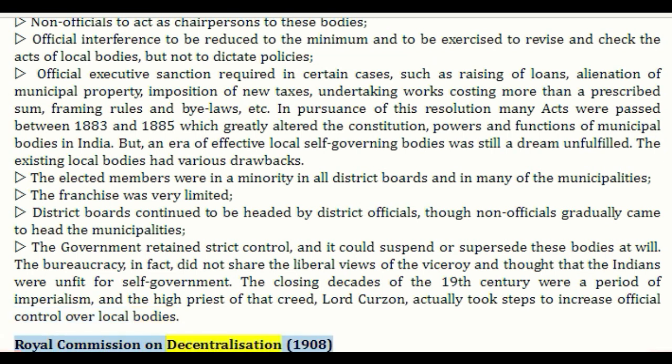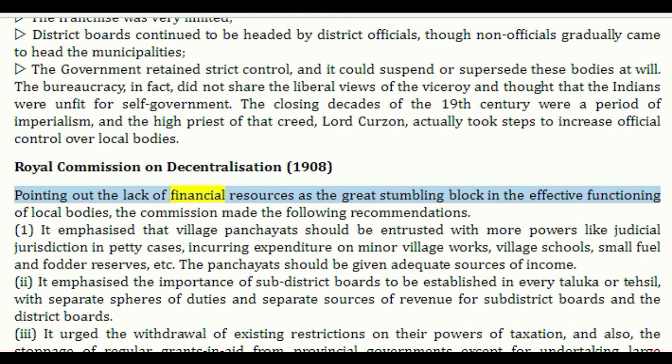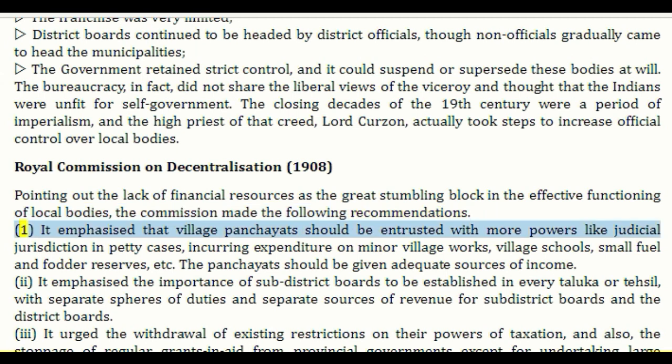Royal Commission on Decentralization, 1908. Pointing out the lack of financial resources as the great stumbling block in the effective functioning of local bodies, the Commission made the following recommendations. 1. It emphasized that village panchayats should be entrusted with more powers like judicial jurisdiction in petty cases, incurring expenditure on minor village works, village schools, small fuel and fodder reserves, etc.